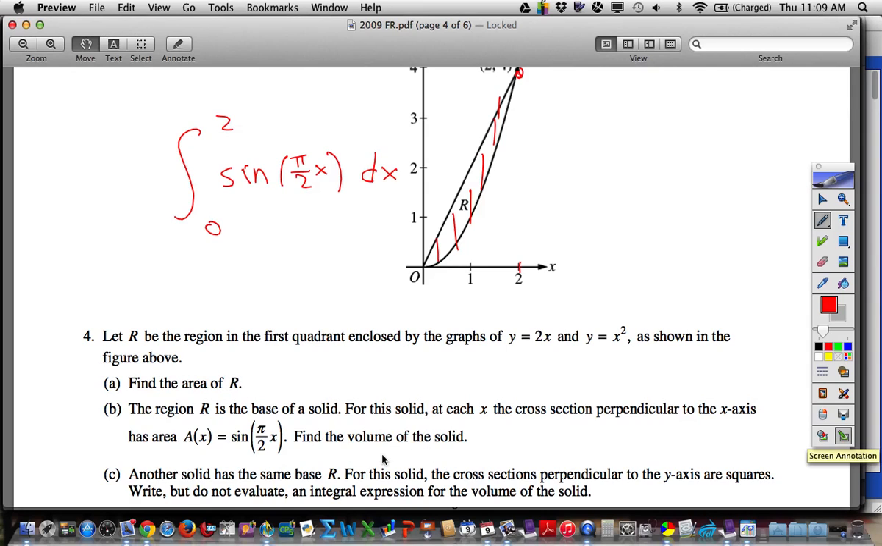And then they do another one. They say, okay, here's another solid, the same base. This time the cross-sections are perpendicular to the y-axis, and they're squares. So that means you'd have horizontal strips, perpendicular to the y-axis, and coming up off of there are squares. And so you would have to take those, solve them for x, do a right minus left, and you'd have squares. So you still had to do one like that, but I thought that was interesting.